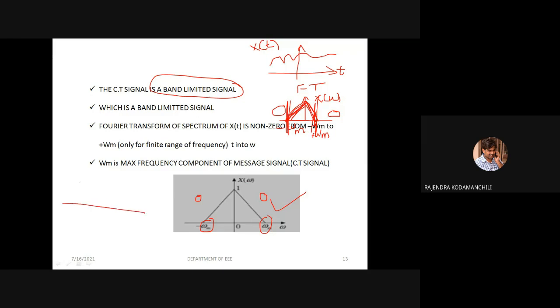Okay. So what I try to consider is this continuous time signal, and it is a band limited signal. Now we are applying a Fourier transform, and now we are getting this output signal. Here we try to represent that this continuous time signal is a band limited signal. Any continuous time band limited signal, we apply a Fourier transform, and we get x of omega with respect to frequency. It is non-zero from minus omega m to plus omega m.